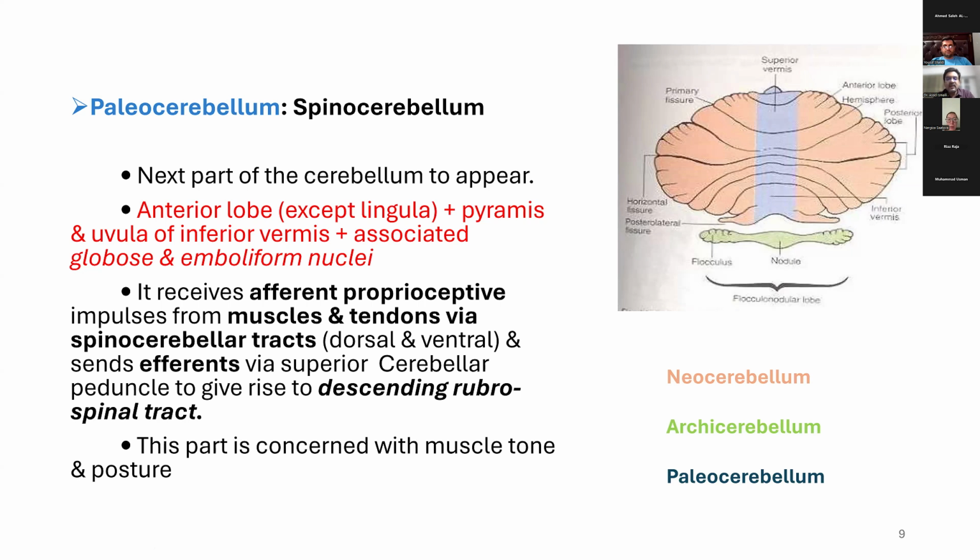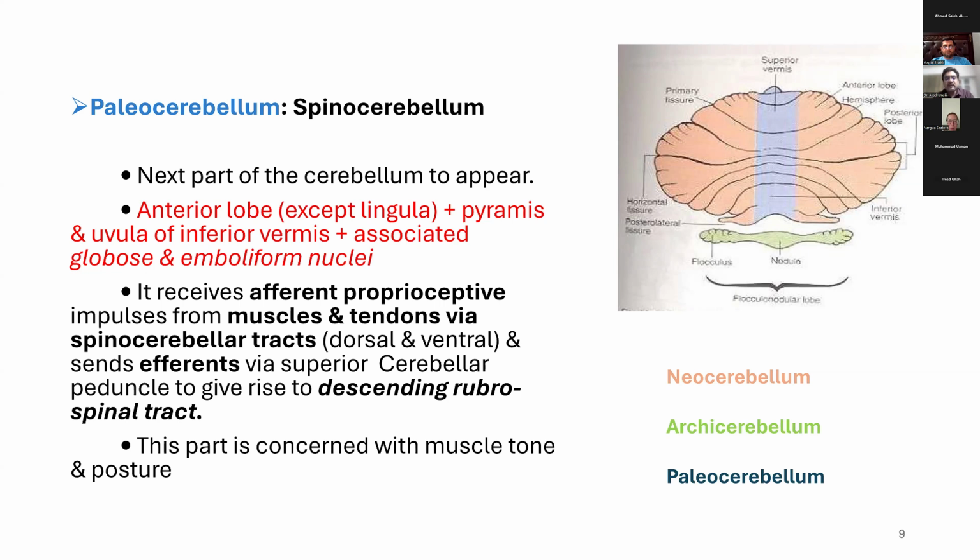So what does this contain? It contains anterior lobe, except for the lingula because it is included in the archicerebellum. It contains pyramid, and uvula of the inferior vermis, and associated globose and emboliform nuclei. So the spinocerebellum is composed of the anterior lobe except lingula, the pyramid and uvula of the inferior vermis, plus globose and emboliform nuclei.